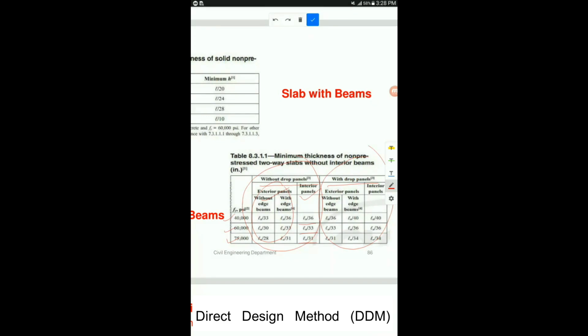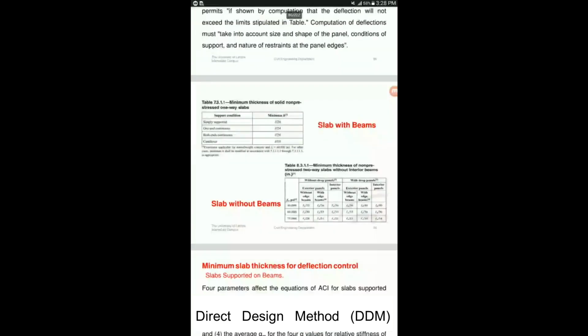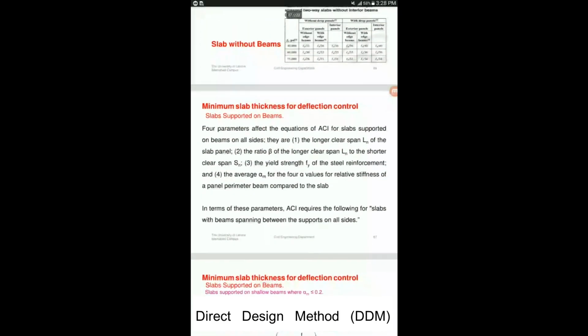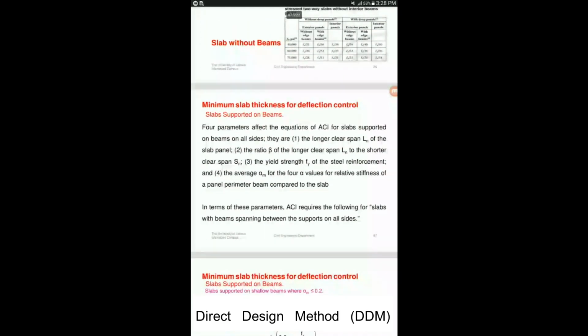For exterior panels, you may have an option where they would have either edge beams or they would not have edge beams. So depending upon the inputs you are given, you have to select a particular cell from this table, and the cell will give you a criteria or equation that your slab thickness should not be less than this value. For example, ln by 33, ln by 40, ln by 34. This is just a theory which states what is ln, what is sn. These are the two terms that we will use in coming slides.